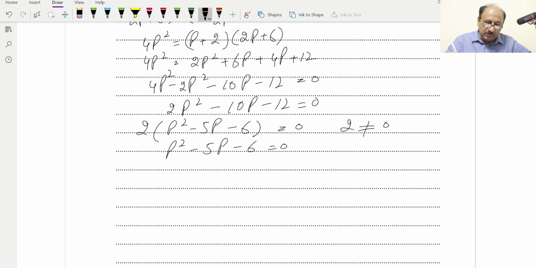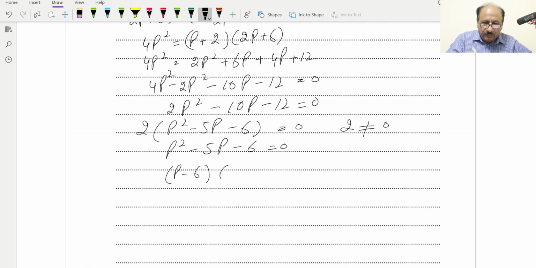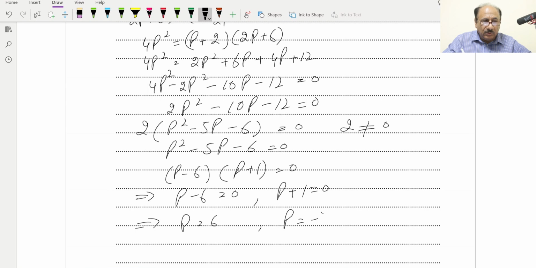This is a quadratic equation in terms of p, and we can solve this quadratic equation. The coefficient of p squared is 1, and p is minus 5, and minus 6 is the constant, so this will be giving us 6 and minus 1. So we can write p minus 6 and p plus 1. This will be the factorization, and this implies p minus 6 is equal to 0 or p plus 1 is equal to 0. So this implies p is equal to 6 or p is equal to minus 1.